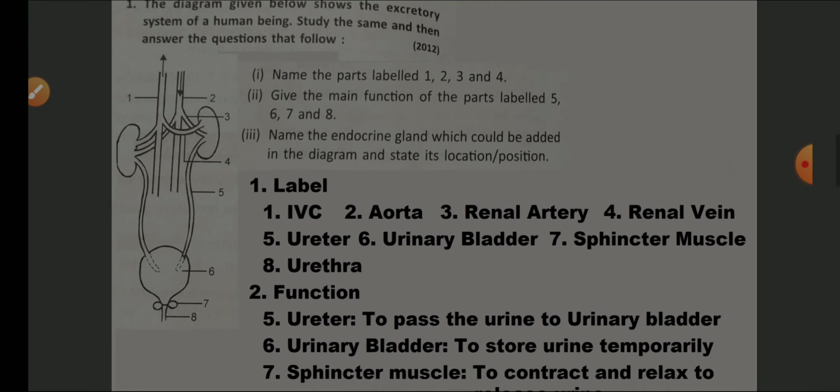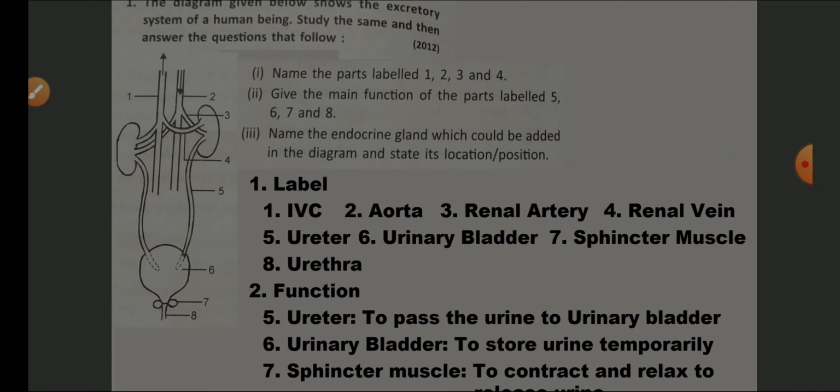Label 1. If you see 1, it is showing an up arrow. That means it is the blood vessel which is going up, collecting blood from the kidney, and it is the inferior vena cava. Number 2 is the blood vessel coming down and branching out to supply blood to the kidney, and that is the aorta. Number 3 is coming from the aorta, so it is the renal artery, and number 4 is joining with number 1, the inferior vena cava, so that vein will be the renal vein. Number 5 is the ureter, number 6 is the urinary bladder, number 7 is the sphincter muscle, and number 8 is the urethra.